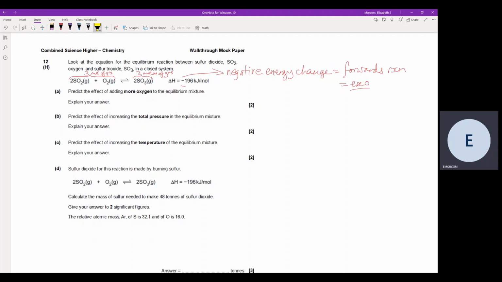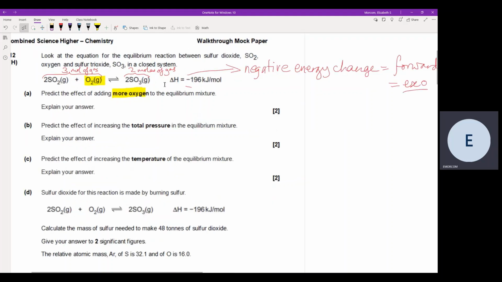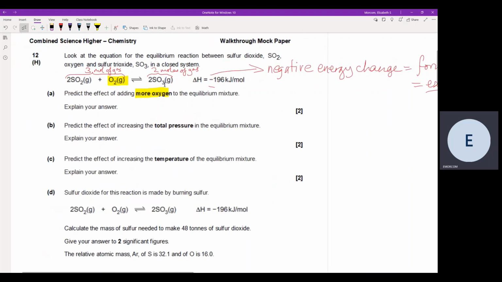Predict the effect of adding more oxygen to the equilibrium mixture. Well, oxygen is our reactant, and we know by Le Chatelier's principle that if we impose a change on our equilibrium, then the equilibrium position is going to shift to oppose that change. So adding more reactant is going to shift the equilibrium towards the products. So the equilibrium shifts towards the products.